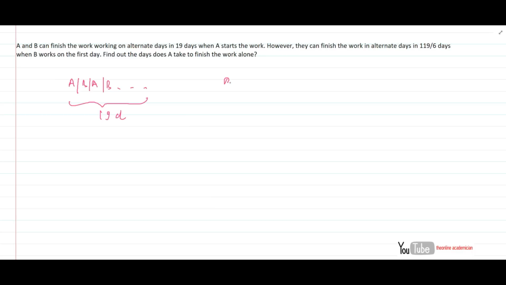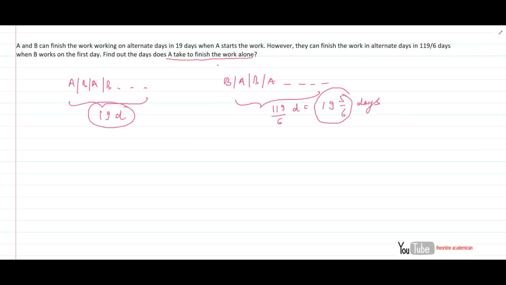Now, if B starts the work, it means they are doing the work like this. Then it takes 119 by 6 days. We can write this as 19 and 5 by 6 days. So we see that here it is taking more time compared to here, and we have to find out if A does this work alone, how much time it will take.